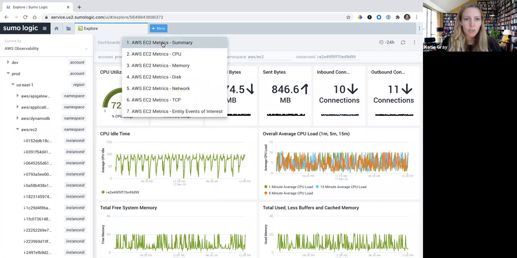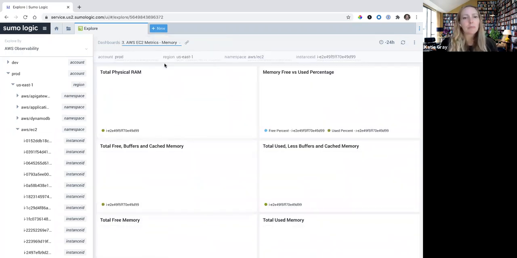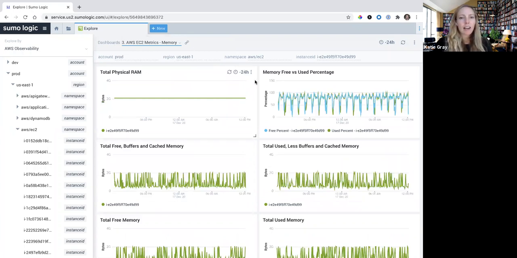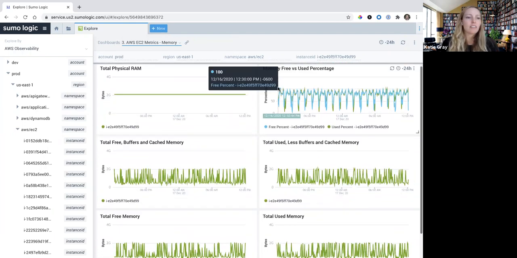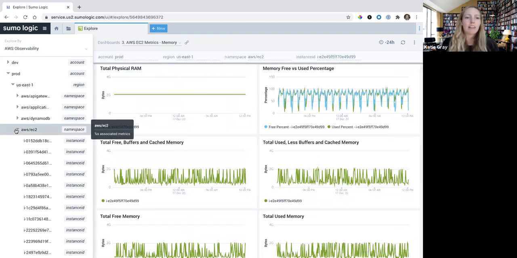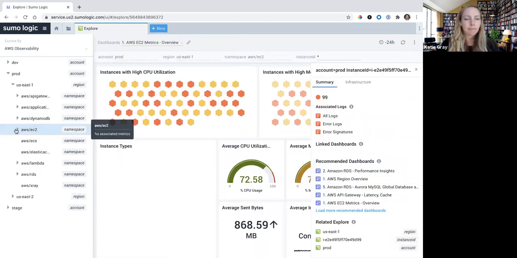And like I said before, each one of these has a bunch of different dashboards that are customized to what you want to investigate for that type of entity. So here at EC2, we have a dashboard just to investigate memory a little bit deeper. And so you can click over to that and then investigate what might be happening with that instance's memory.